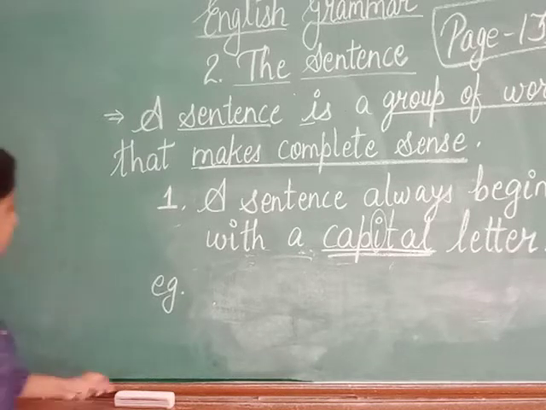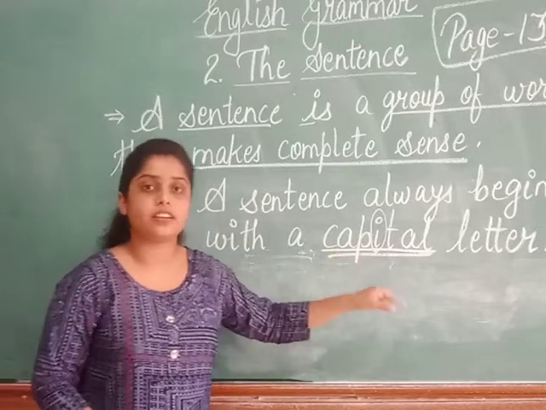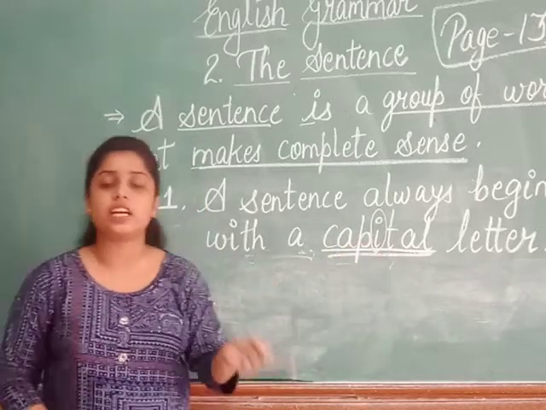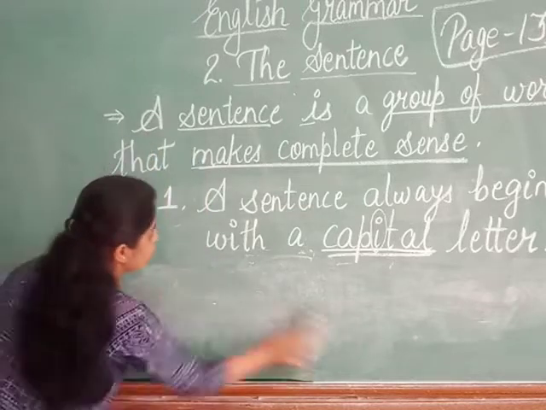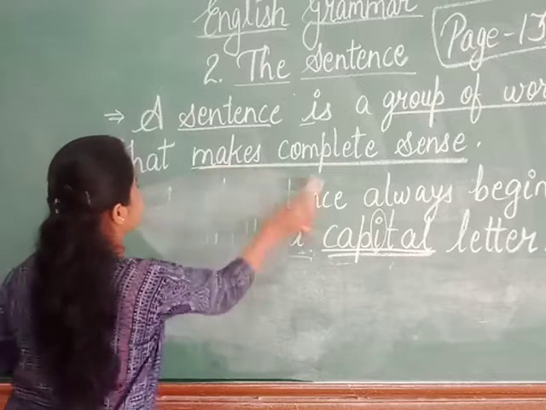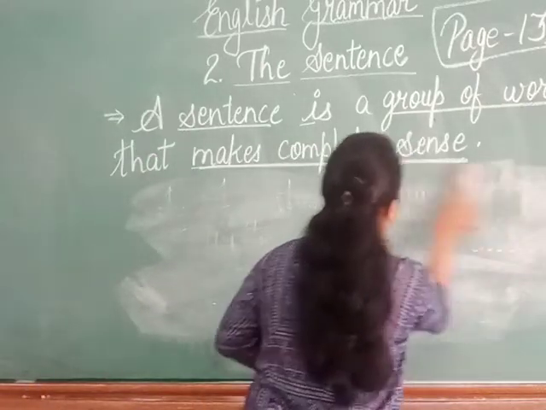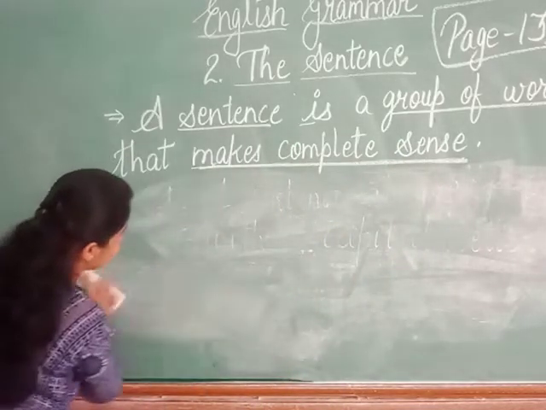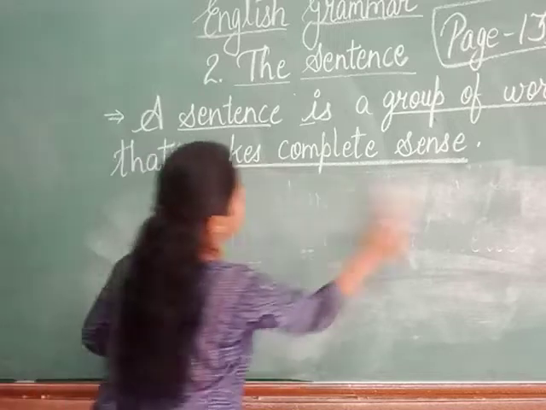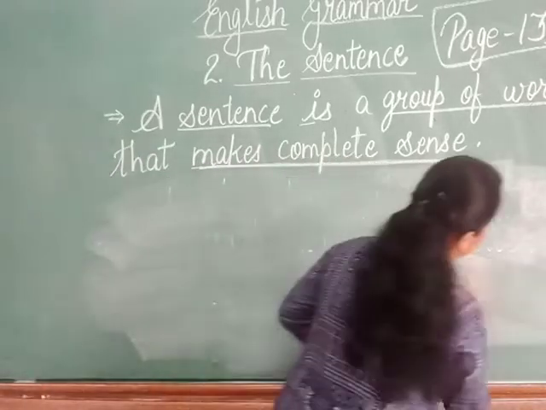Now, see, you should always begin a sentence with a capital letter. This is one rule. Let's come on to the other rule. So the next rule is, sentence start कैसे होता है ये तो हमने बता दिया है, but end कैसे होता है हमेशा, that we are going to learn.